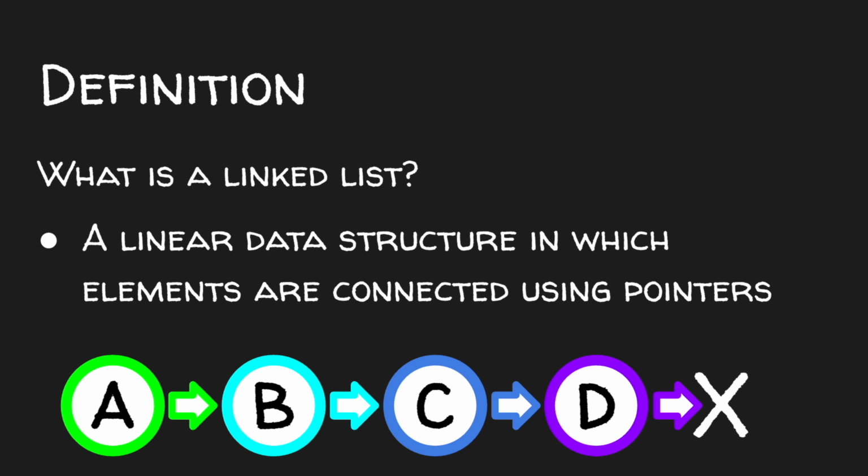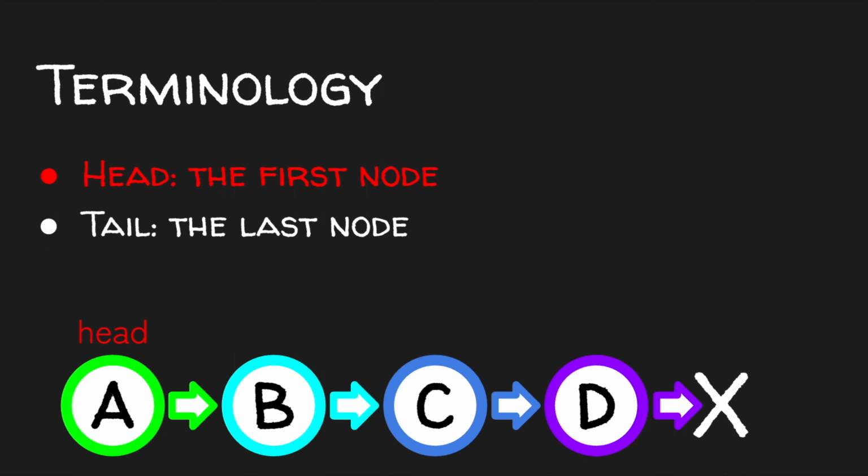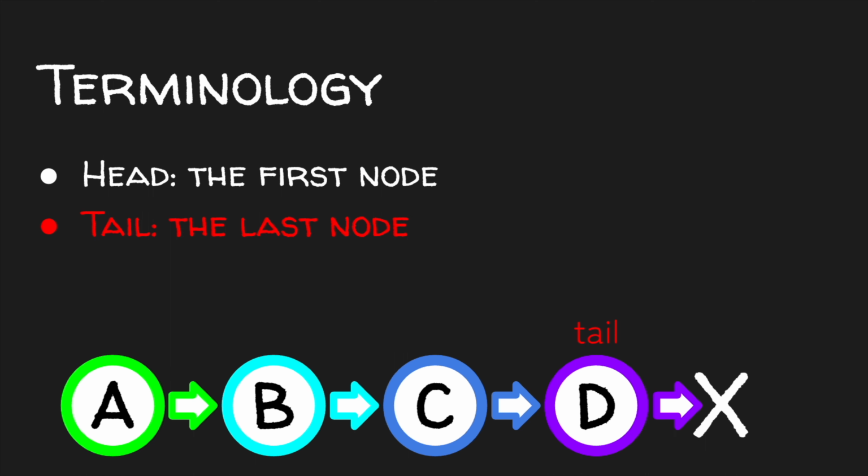First, let's go over some basic terminology. The head of a linked list is the first node, and the tail is the last node. The tail always points to none.